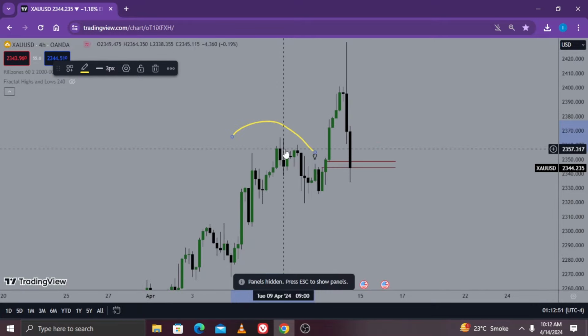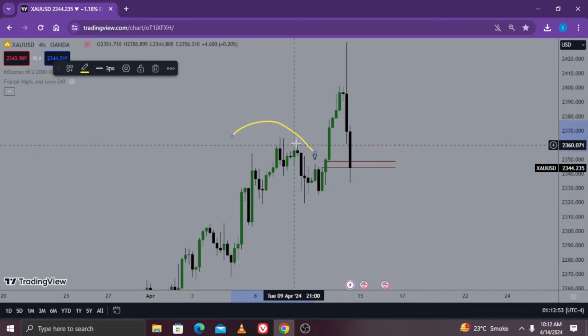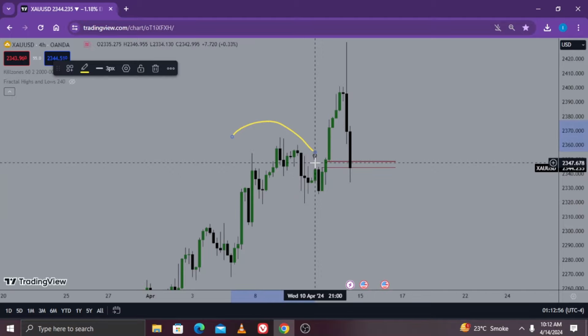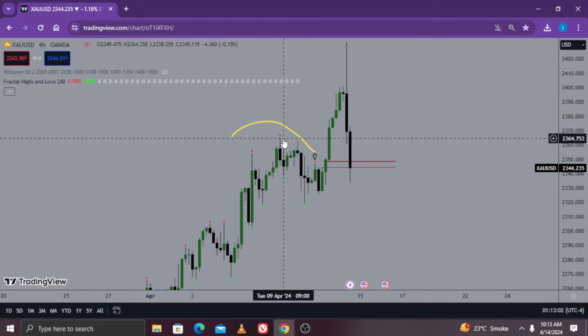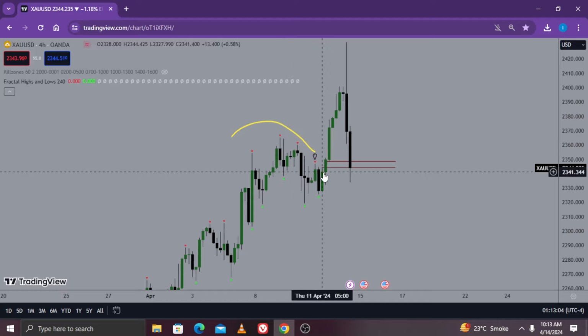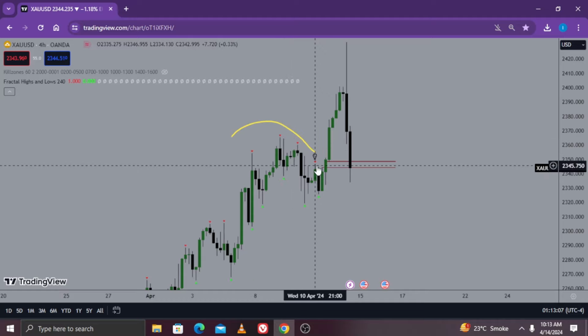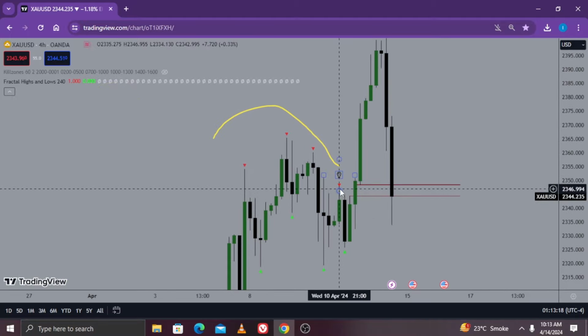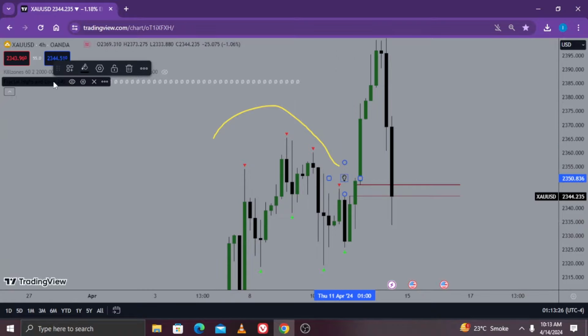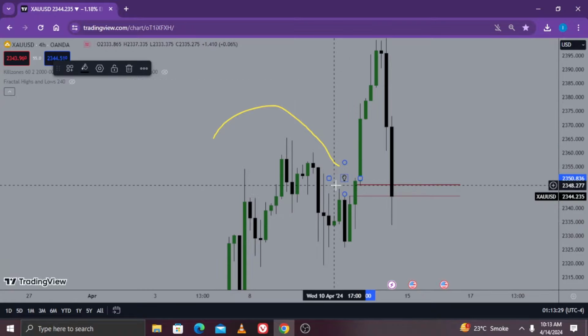Look at that. In this fractal, this was the swing high and this was the swing high, as you can see with the help of the fractal highs and lows indicator. There we go. This is a swing high, this was another swing high, and this was the last swing high. So my dear friends and my dear sisters, the first thing you have to understand before jumping into the concept of order block is, where was your last most recent swing high? Which was that one? Pick that one.